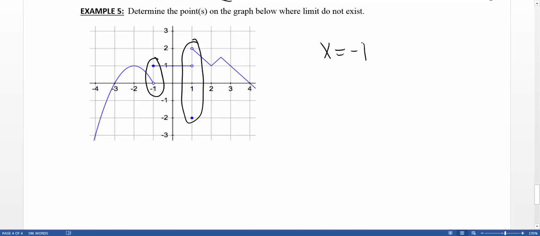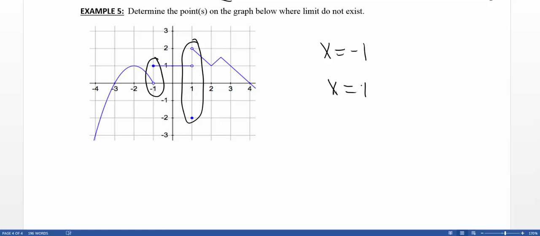Here, my limit's not going to exist when x equals -1, because again, the limit from the left is going to be 0, and the limit from the right is going to be 1. So those are different. And then it's also not going to exist at x equals +1. At +1, the limit from the left is going to be 1, and the limit from the right is going to be 2, and those limits are different, so the limit does not exist. And there's even another awkward point here because the actual value at 1 is -2, and neither of those limits even come close to the actual value.